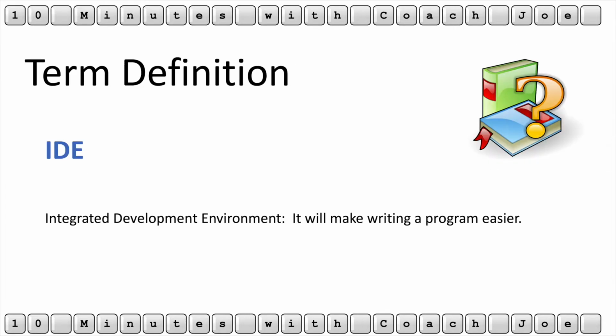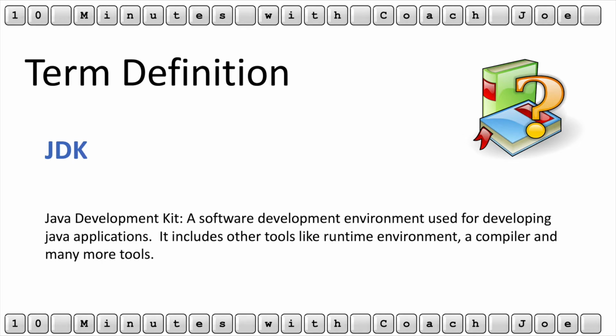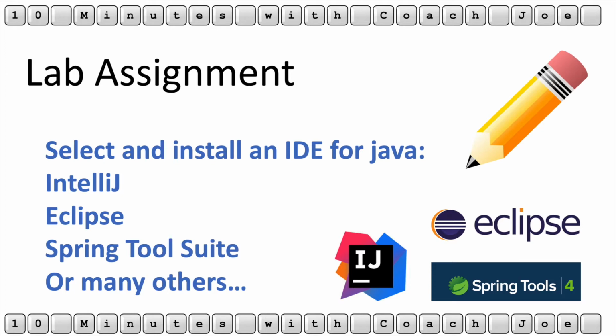The Integrated Development Environment, or IDE, will make writing a program easier. The Java Development Kit, or JDK, will help in developing Java applications while including tools for the runtime environment, compiler, and more. You have many IDE options: IntelliJ, Eclipse, Spring Tool Suite, and many more. Install one or many and try them out. For this lesson, I'll be using IntelliJ. The first lab assignment is to search for the IDE of your choice, follow their instructions for downloading and installing.